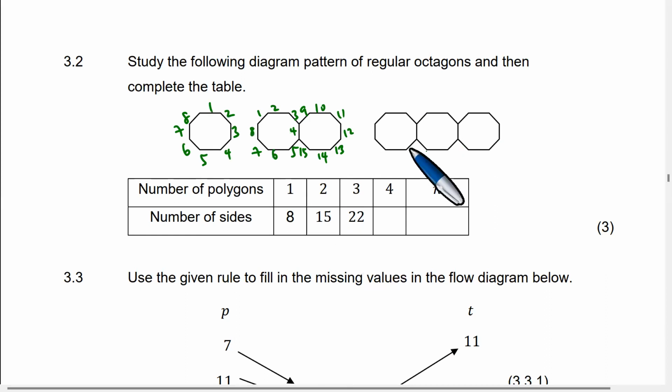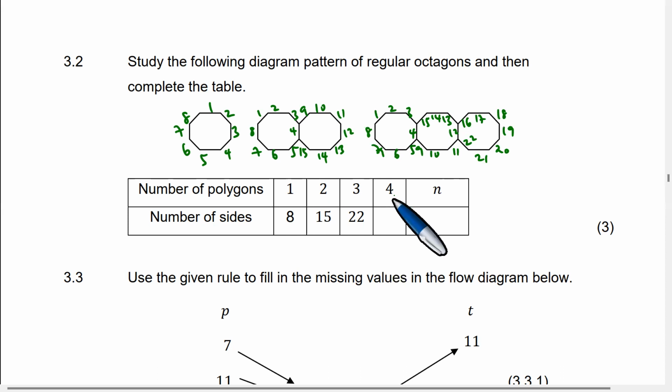Then you come here. They are 22. 1, 2, 3, 4, 5, 6, 7, 8, 9, 10, 11, 12, 13, 14, 15, 16, 17, 18, 19, 20, 21, 22. There are 22.